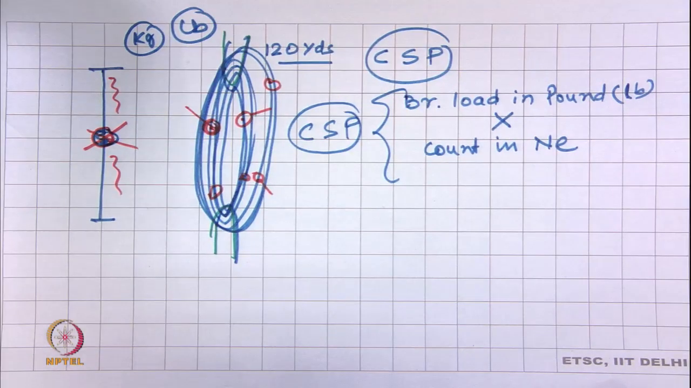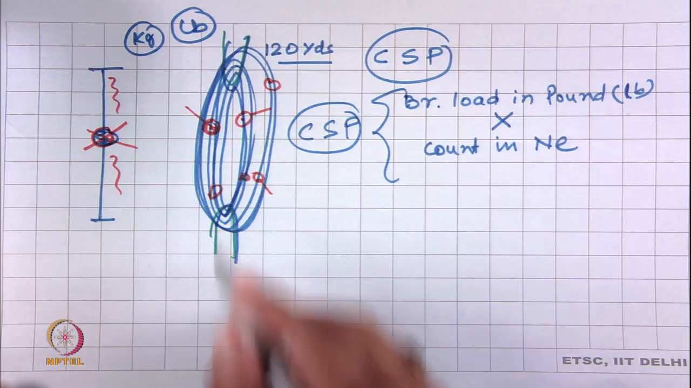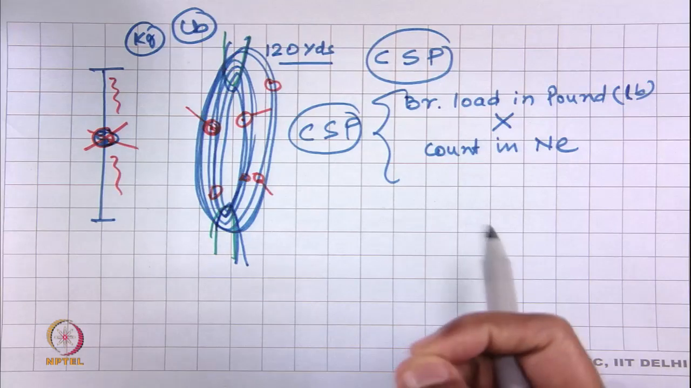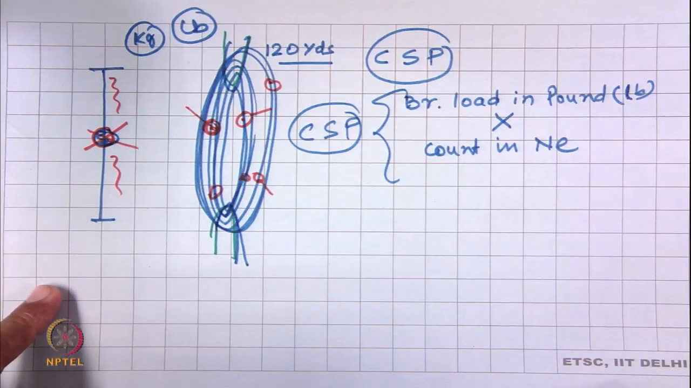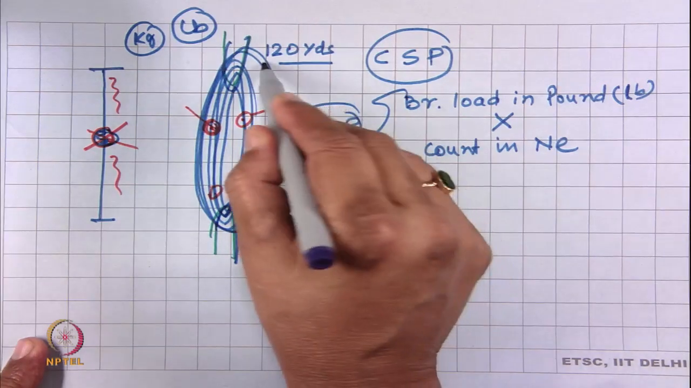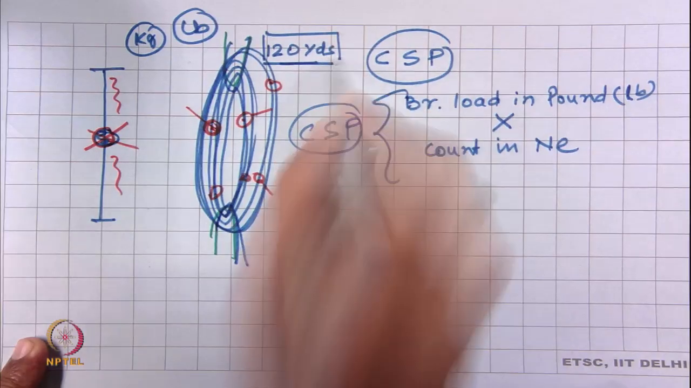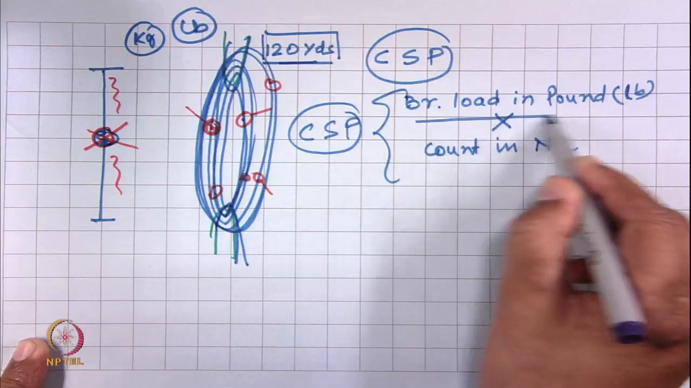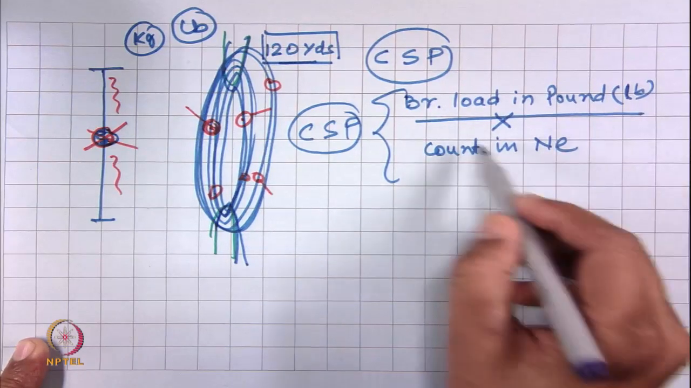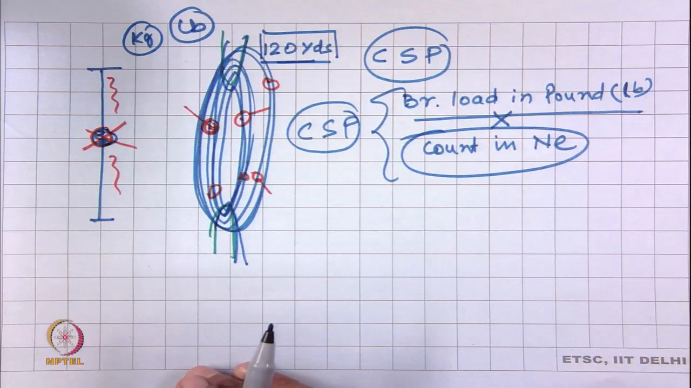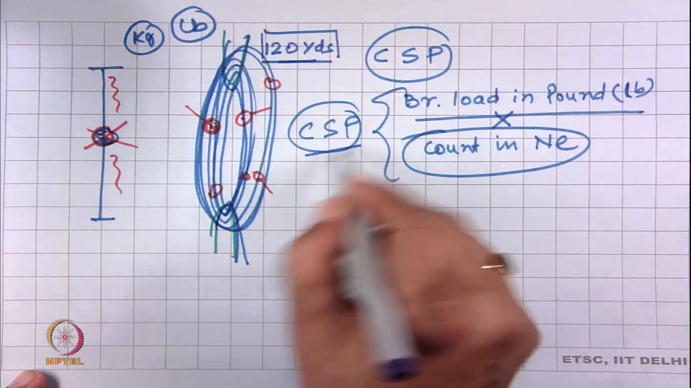Now, the concept of CSP comes from the Lee strength, the yarn strength in skein form. It is not the single yarn strength, not in any other form, say bundle or anything. You have to have a yarn Lee of 120 yards. That means the breaking load of yarn Lee in pound multiplied by the yarn count in Ne gives the value of CSP.